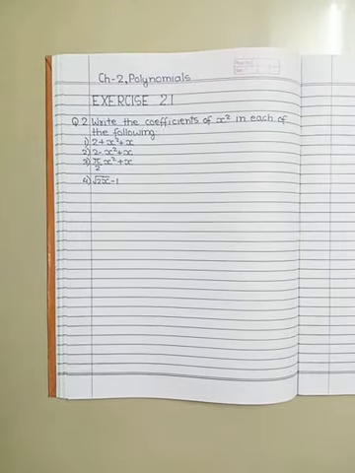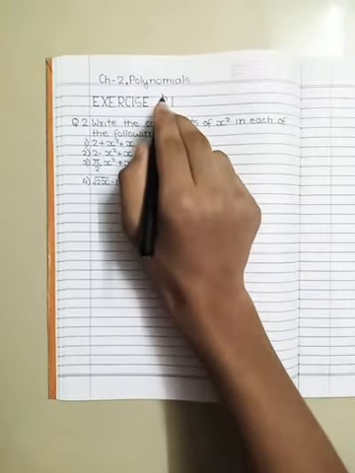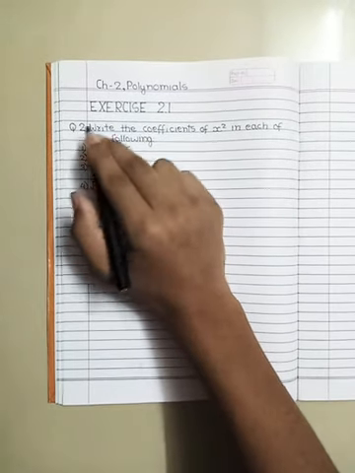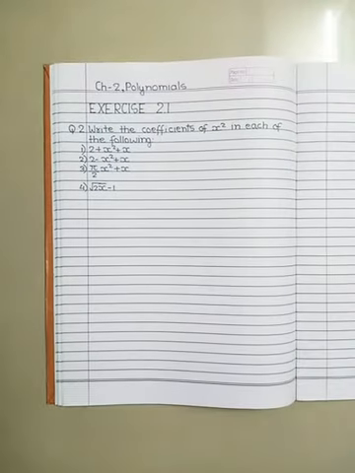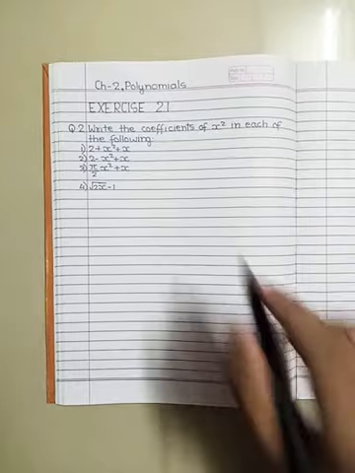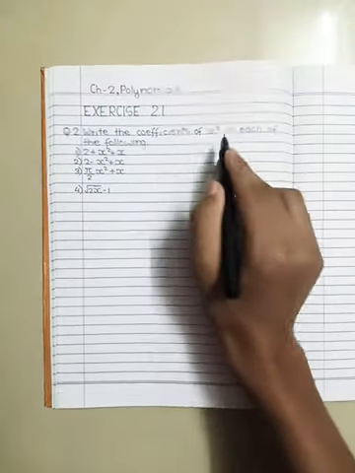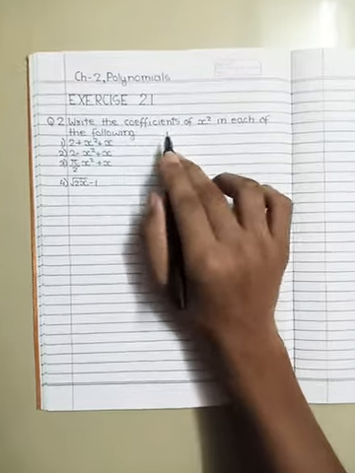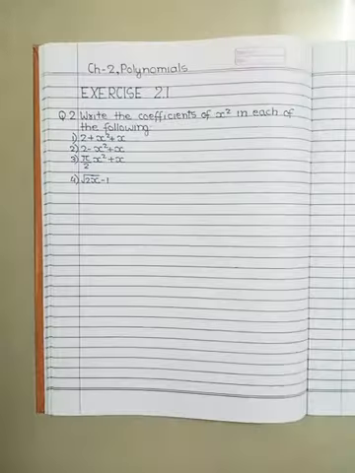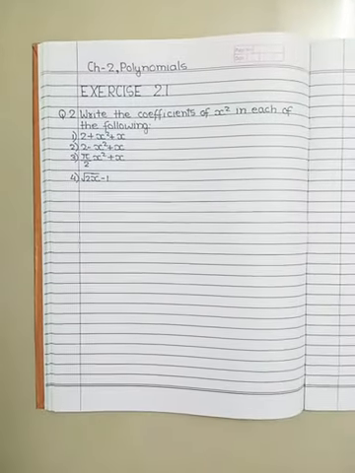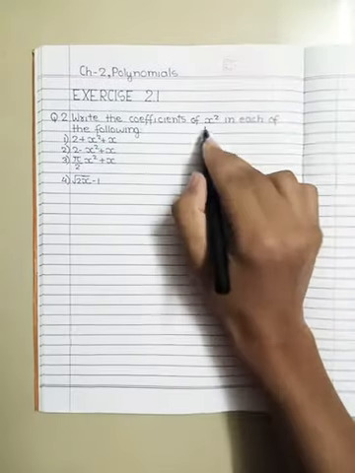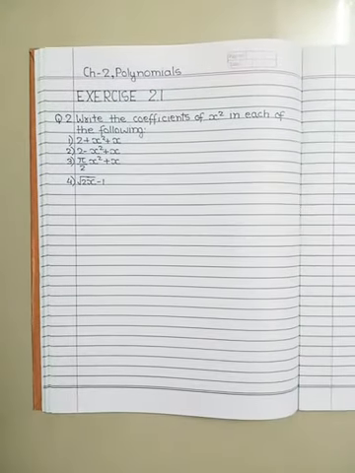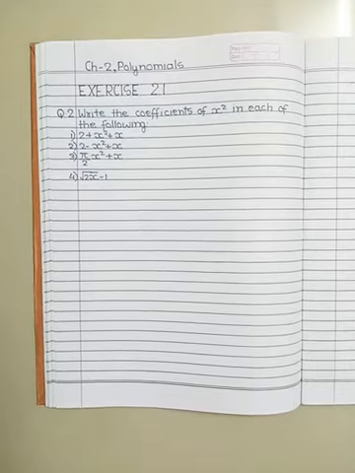In this video, we are going to solve exercise 2.1 question 2 from the chapter polynomials. So our question is, write the coefficients of x square in each of the following. Now what is a coefficient? Coefficient is the number by which the variable is multiplied, which is given in the question. So let's start.